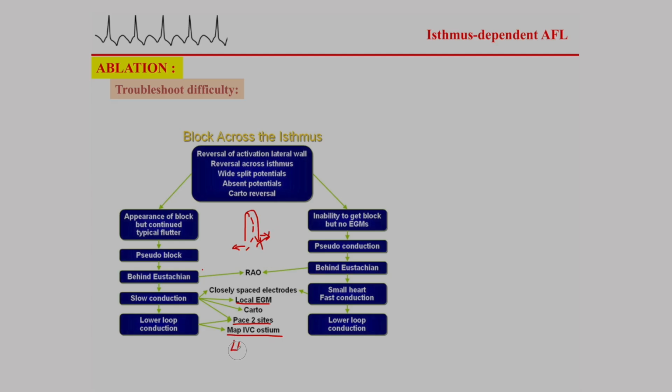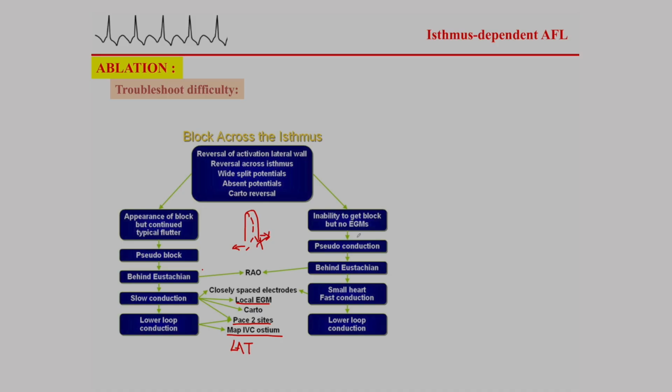And as in the last example, we can have this lower loop conduction, that is responsible for this early or simultaneous activation of the distal parts of the halo in the counterclockwise feature. The second problem, on the other hand, is the inability to get block, but we have no AGM in the local. Really, we have a lot of criteria that suggest a complete block, but we don't. It's not clearly activated through the halo catheter.